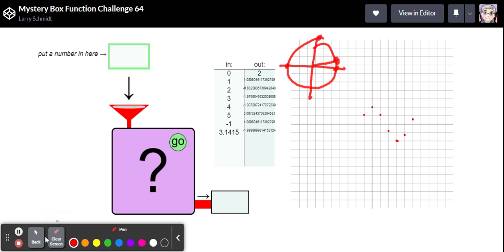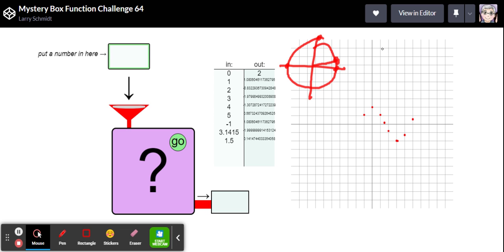Let's put in something close to pi over 2. I'm just going to say 1.5. This should be close to 0 maybe? Yeah, that's very close to 0. Okay, so it does look like the cosine. The only problem is that we're supposed to be at 1 and -1, and we're at 2 and -2.